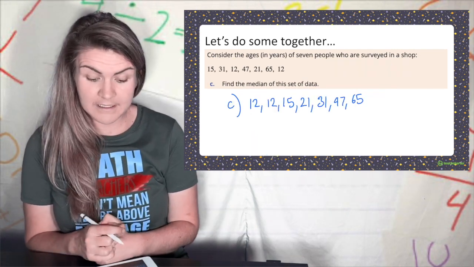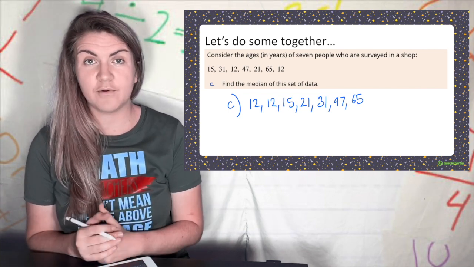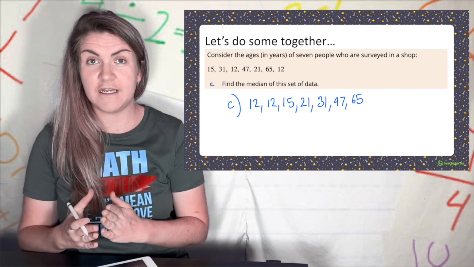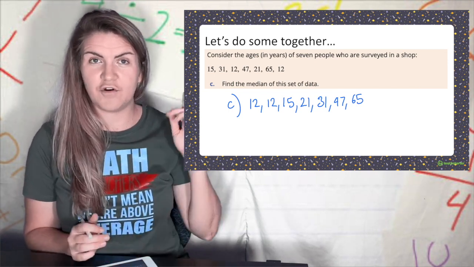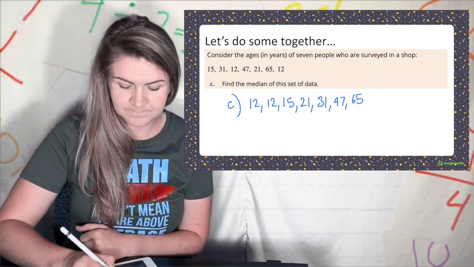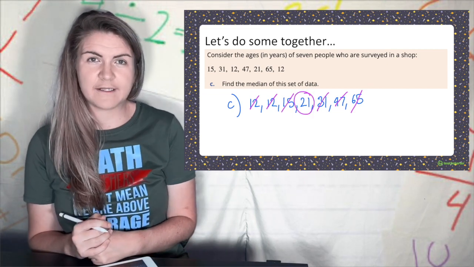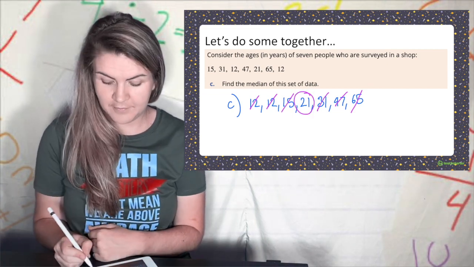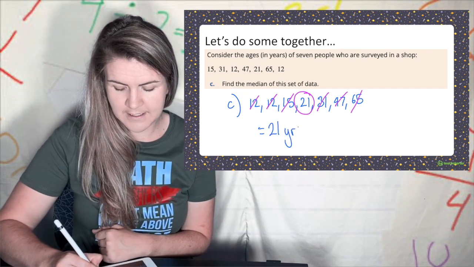C, find the median of this data. The median is the middle number. It's very important that the numbers are first in ascending order, which we have already done. Then I just cross one from the top and one from the bottom until I have only the middle left. Here I can see that I only have one number in the middle, which means that is my median. So my median is 21 years.